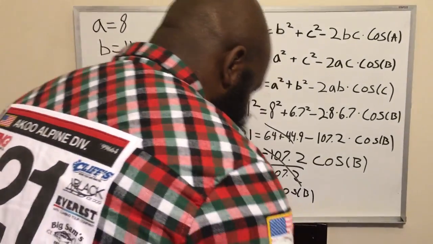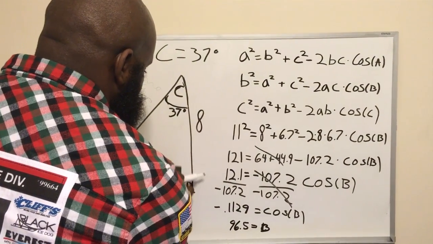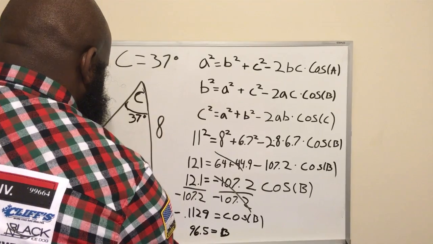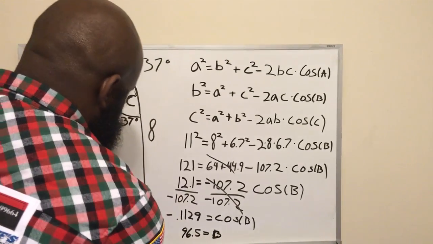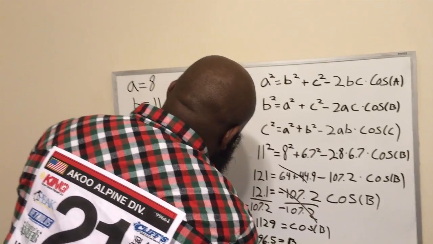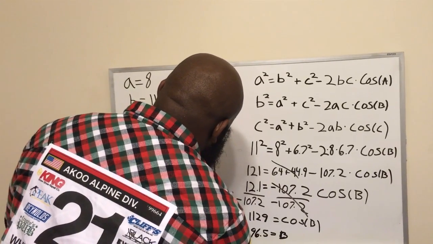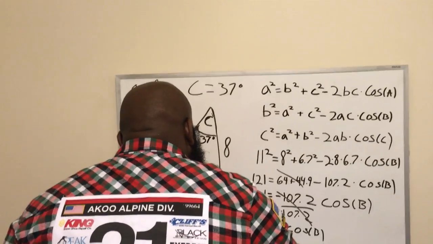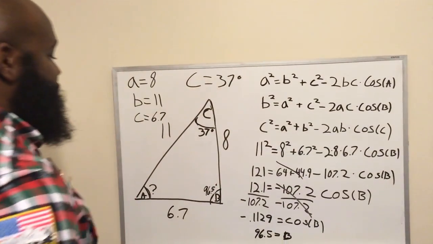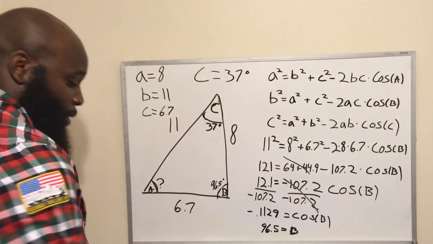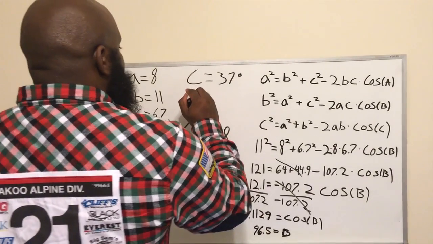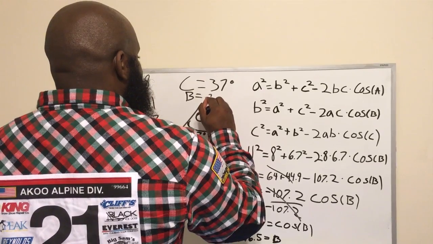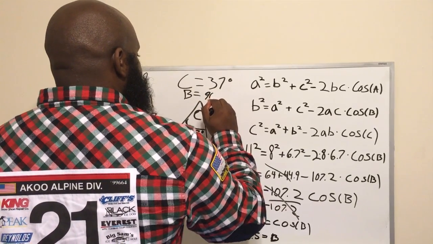So angle B is 96.5 degrees. Now we know B, we can easily find A. And how do we do that?